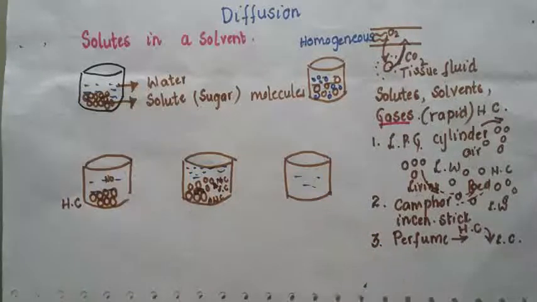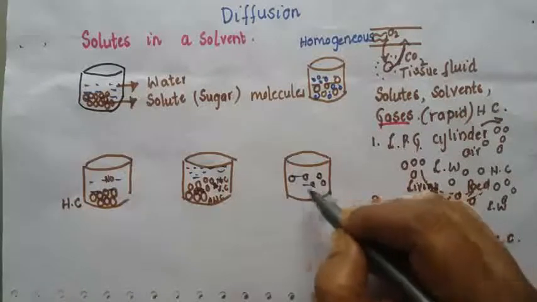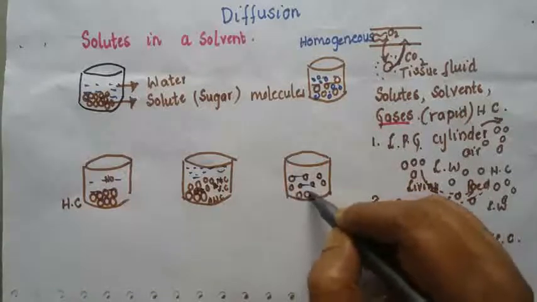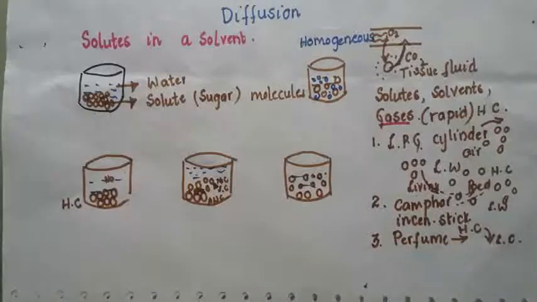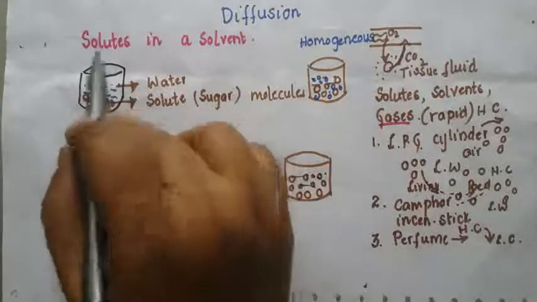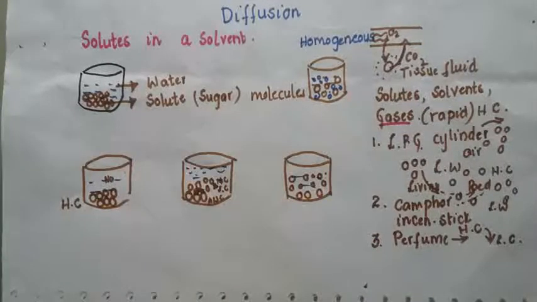After some time you will find that all the sugar molecules get dissolved in the solvent, they scatter throughout the solvent, and you get a sugar solution. So this is an example of diffusion occurring in the case of solutes when they come in contact with the solvent. I think there are a number of examples.